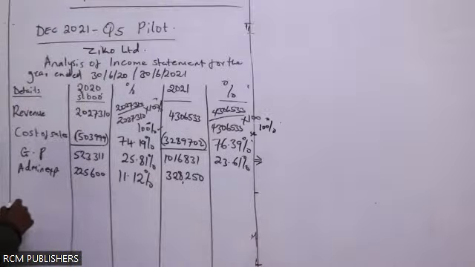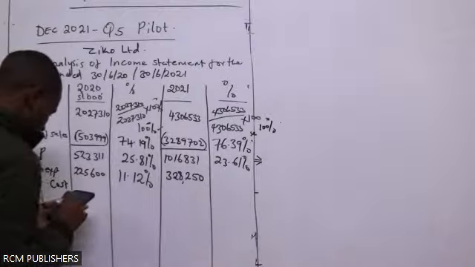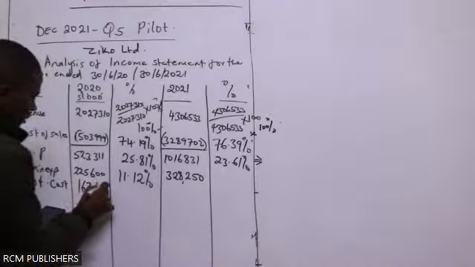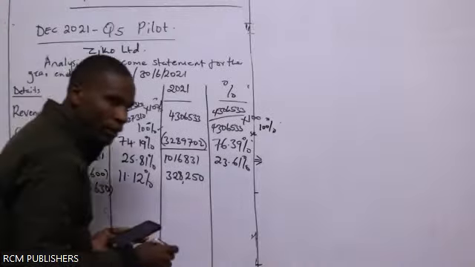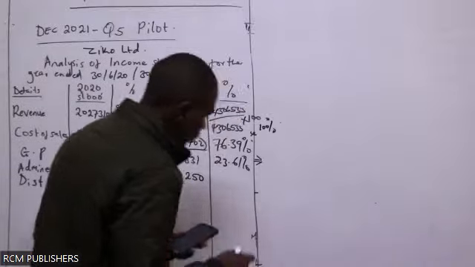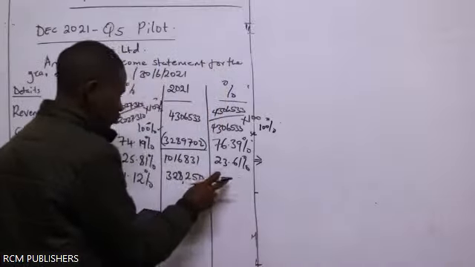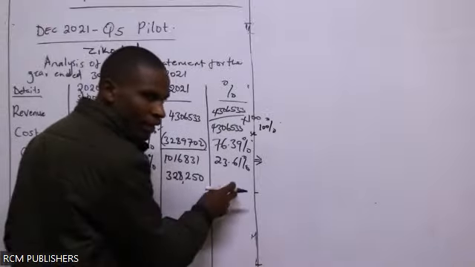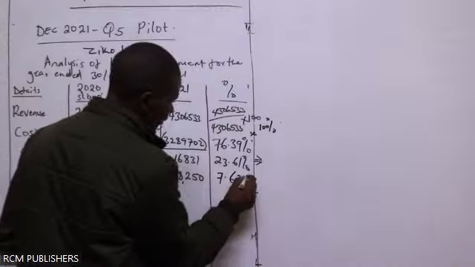The other one is distribution cost. We have 167,630. Remember, these are costs. Therefore, that is why you see them put in brackets, we will deduct them. Okay. What about this one? It's a positive figure, Esther. I hope so. For 2021, what did you get here? 7.62%. That is very good.